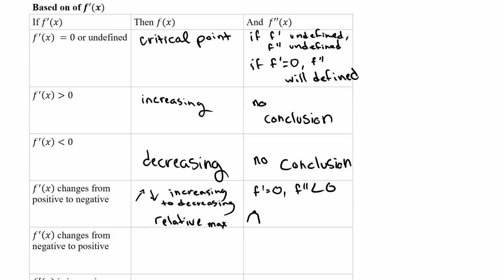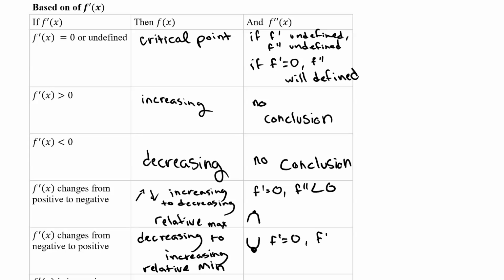Changes from negative to positive, we go from decreasing to increasing. So that's going to be a relative min. And we've got a relative min, so that means our f prime is going to be equal to 0, and our second derivative is going to be greater than 0 because it has to be concave up at that point.